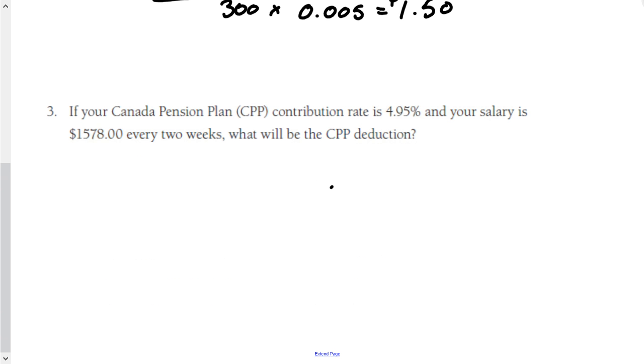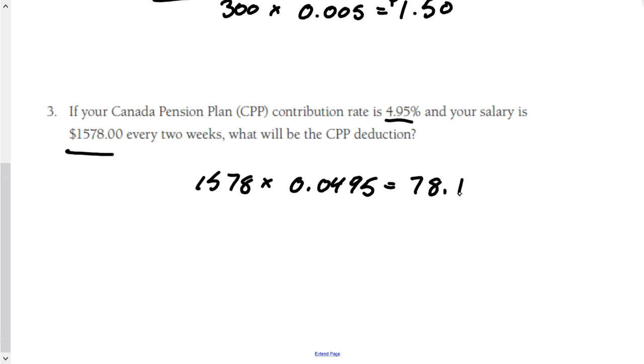Lastly, if your Canadian pension plan contribution rate is 4.95% and your salary is $1,578 every 2 weeks, $78.11.